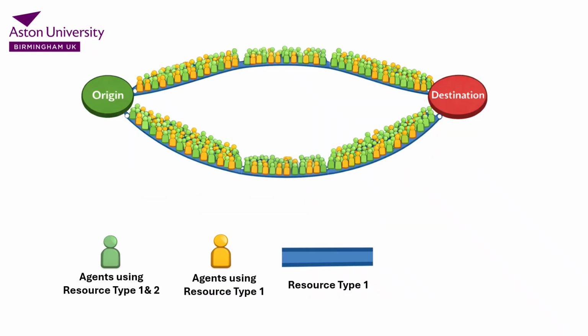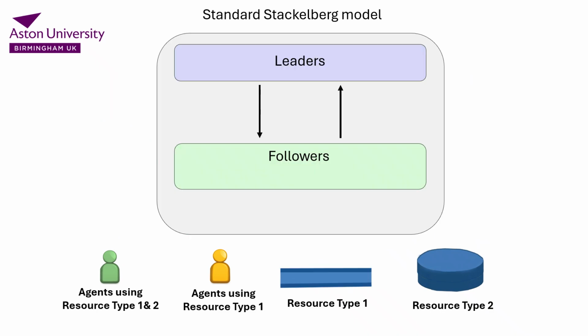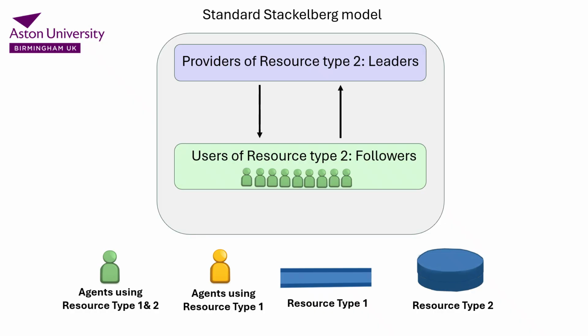This transportation example can be generalized to a broader class of networked systems in which providers of resource type 2 make strategic decisions in a coupled congestible environment with heterogeneous users. The standard way to model such interactions is through the Stackelberg framework. In this framework, providers of resource type 2 are treated as leaders, while the agents who use resource type 2 are modeled as followers, who respond selfishly to the leader's decisions.